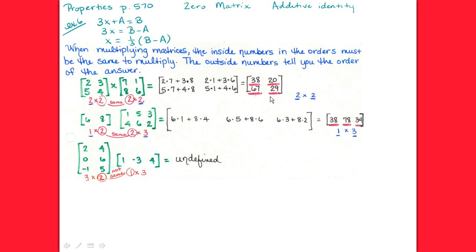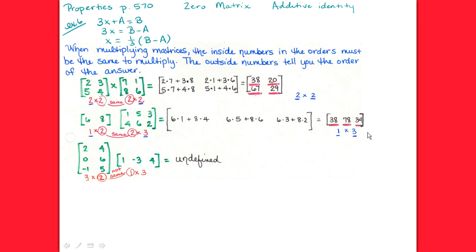Look at another one. For this guy, we've already talked about the fact that the inside numbers are the same, so I can multiply even though my order is not the same. The outside numbers tell me what my answer is going to look like. The outside numbers are 1 and 3, so that tells me my answer is going to be a 1 by 3. So I'm going to come over here before I ever start, and I'm going to draw for myself a 1 by 3.